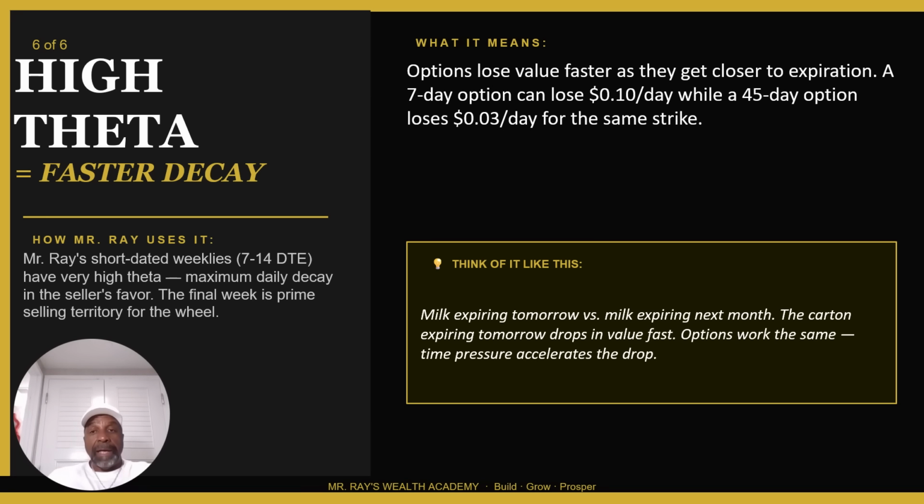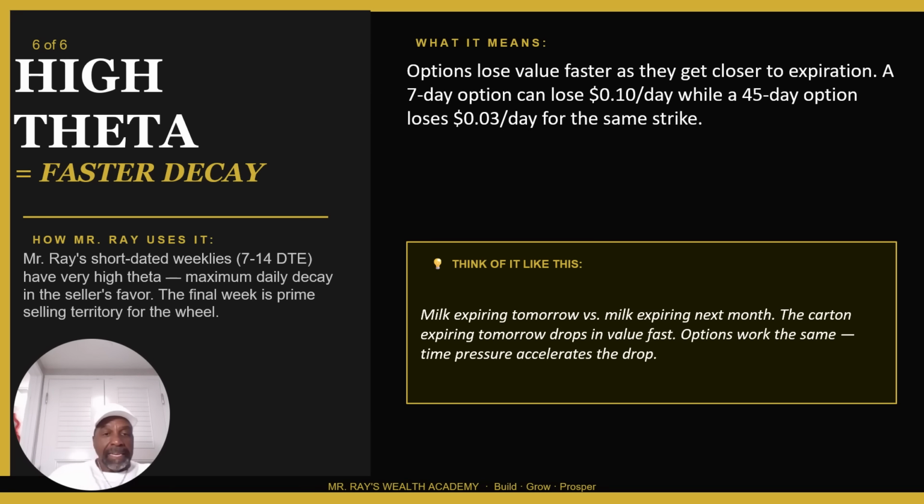All right, let's talk about theta. When we talk about high theta, that means that the options are going to lose value faster as they get close to expiration. Okay, so a 7-day option is going to lose 10% a day, while a 45-day option only loses 3 cents a day. Okay, so the higher the theta, the faster the decay.